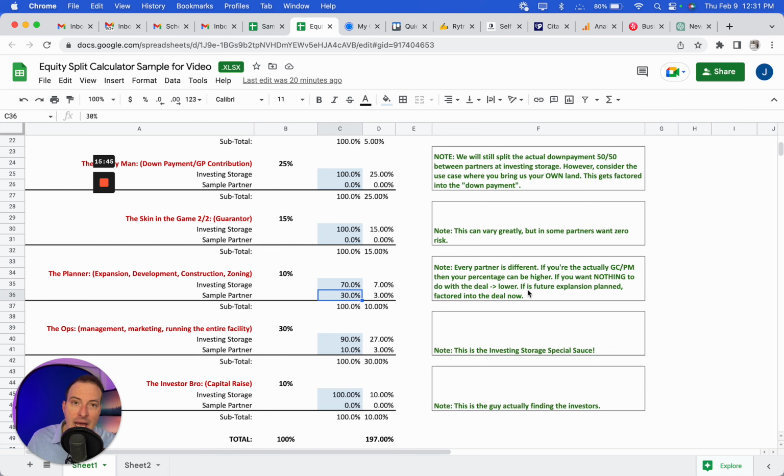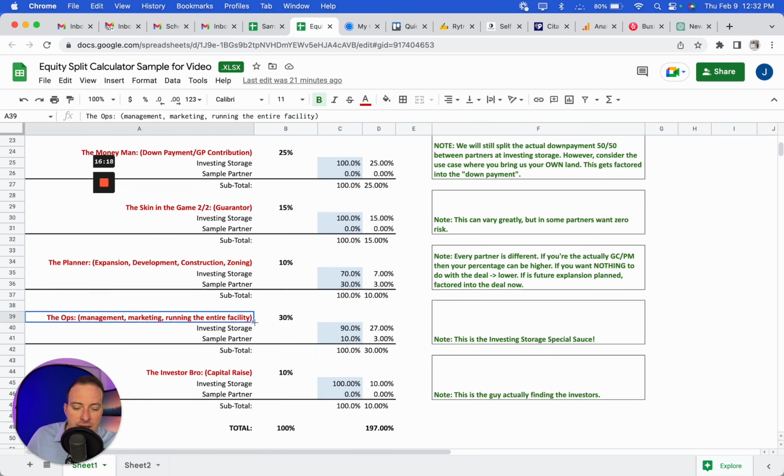And then, side note, if future expansion is planned, if the big value add to this facility is not that initial rehab, but it's a year or two down the road, Investing Storage is obviously going to be the one that handles that. Ben and I will handle that, mostly thinking and planning and understanding this market as it gets up and running. Then you would put more percentage of this planning towards us related to that future expansion or future value add. The planner. Next, the ops.